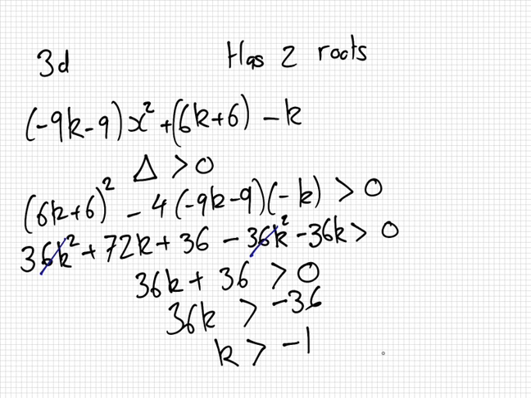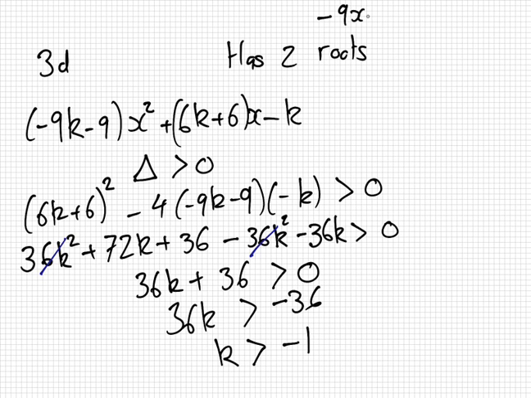K could be 0, yeah. If k was 0, what quadratic would you have? Minus 9x squared. Oh, sorry, I forgot to write my x. Plus 6x minus 0. Yeah, k could be 0. It would have one root. No, it would have 2.